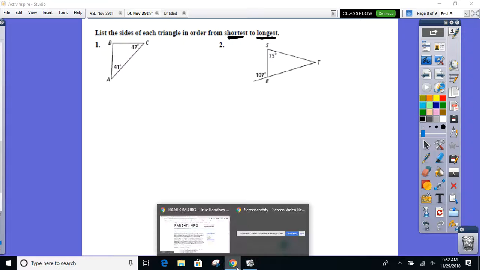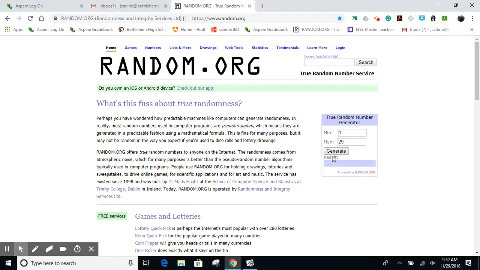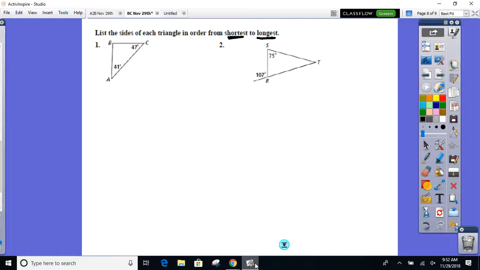Okay, while you guys are working, I'm going to ask a couple people questions here. Here we go. Number 20, what'd you find for your missing angle B? 92. So what was the shortest side then? BC, because it's across from the smallest angle. Next side? BA. And what's your largest side? AC. Nice job, the one across from 92. Perfect.